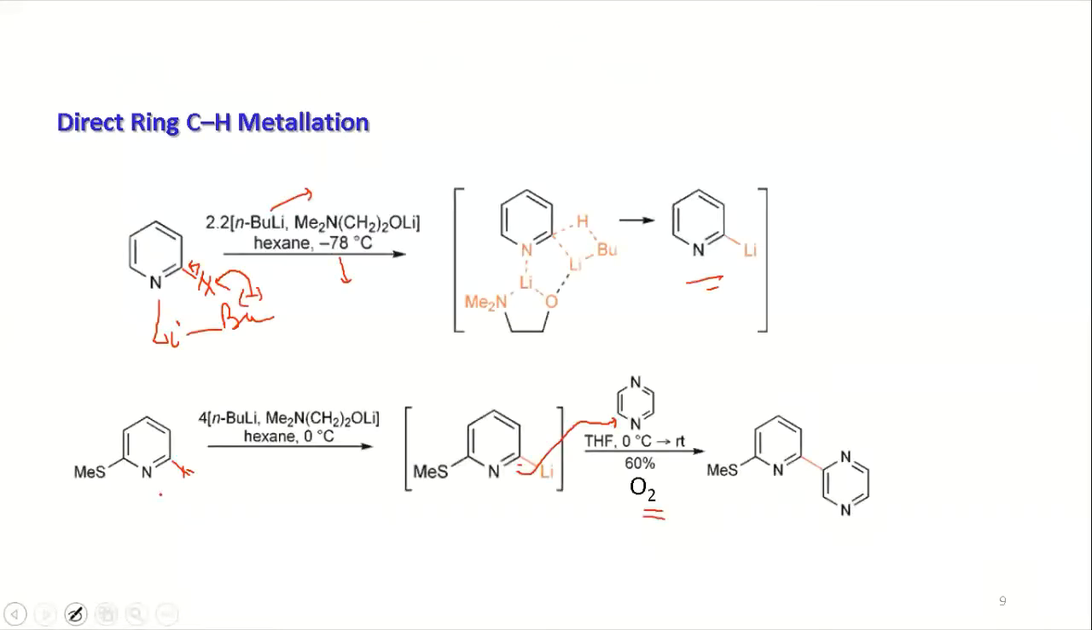Now, use of directing group. What you have seen here, there is no directing group, right? So in this case, if there is no directing group, the reaction will always take place at the alpha position. Lithiation will be at the alpha position. Now, if you have the directing group, based on the directing group, you have the lithiation. Now let us look at what those are.